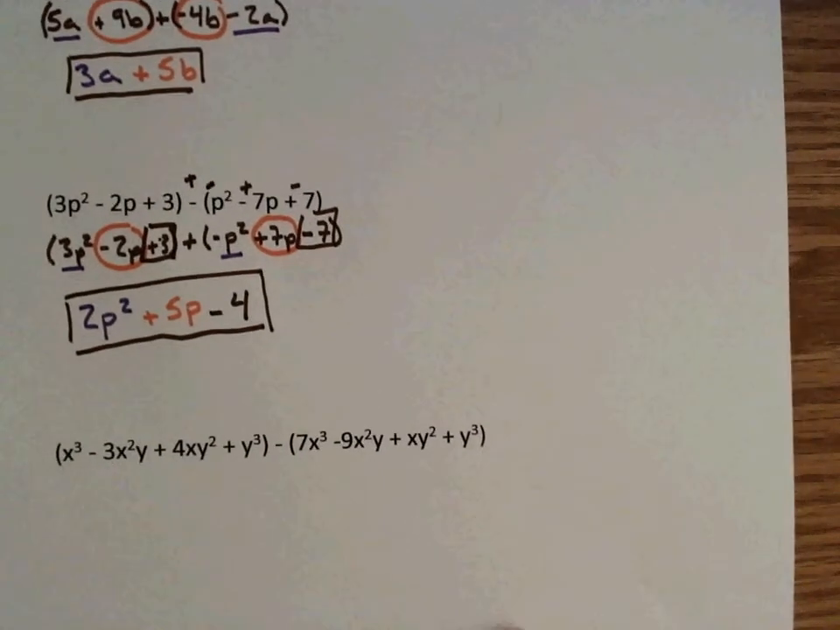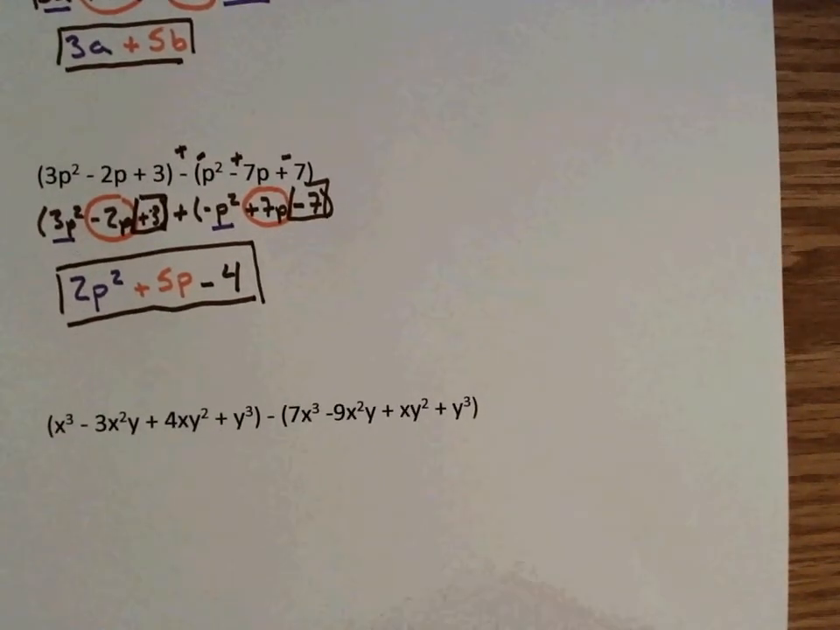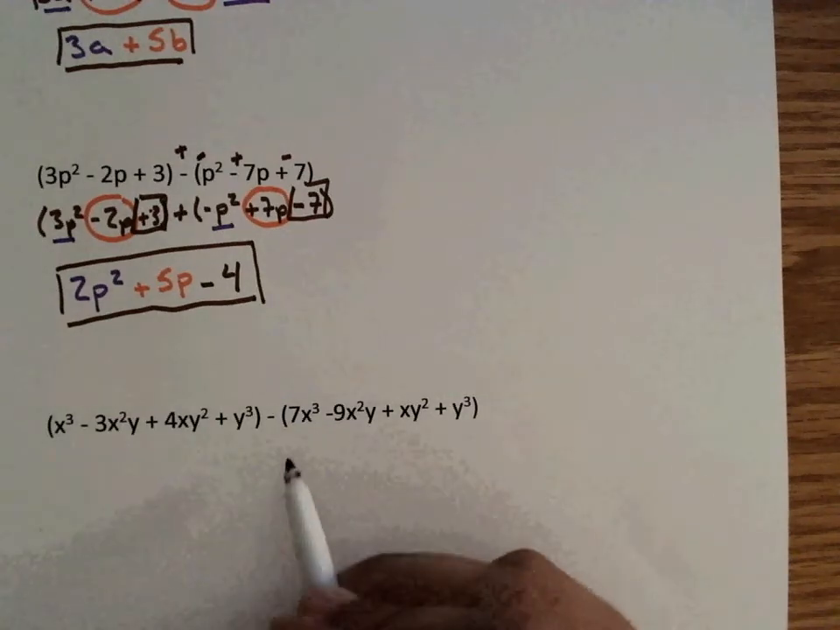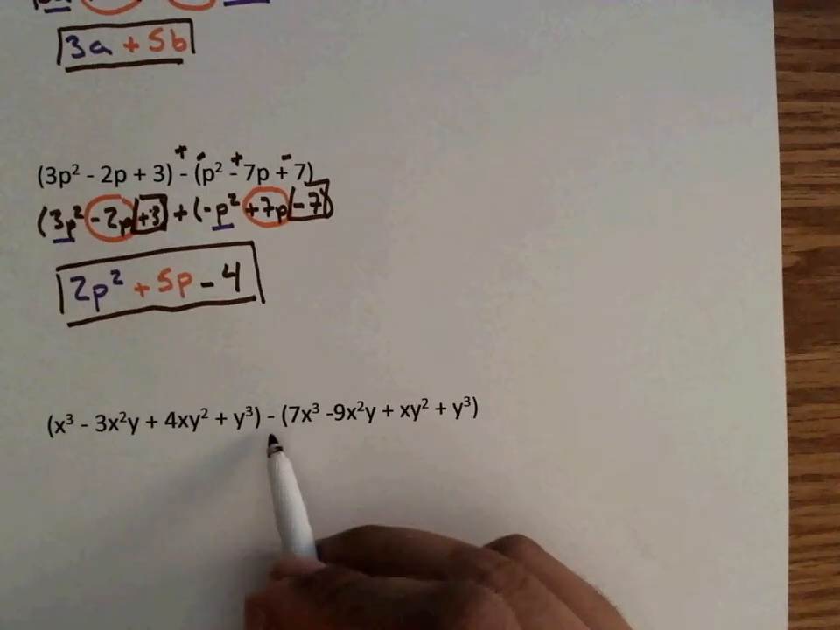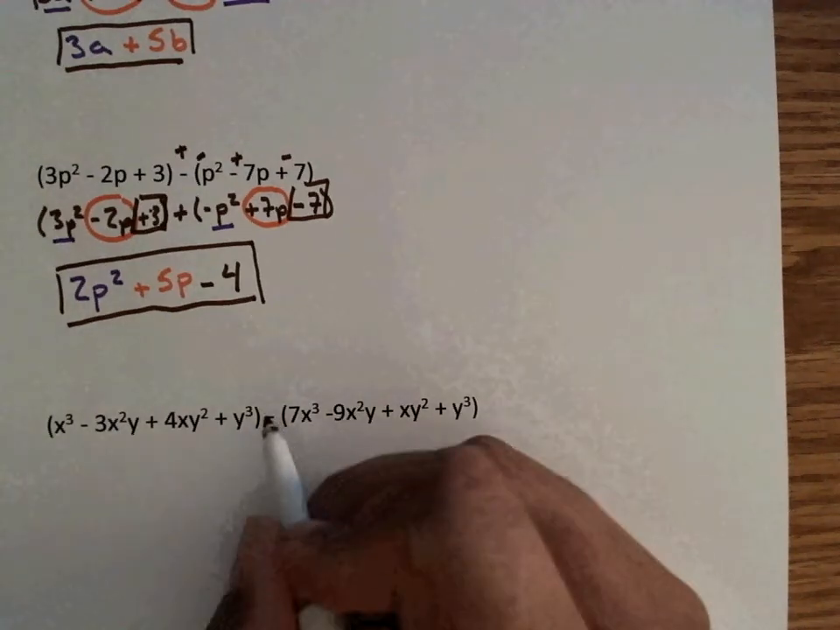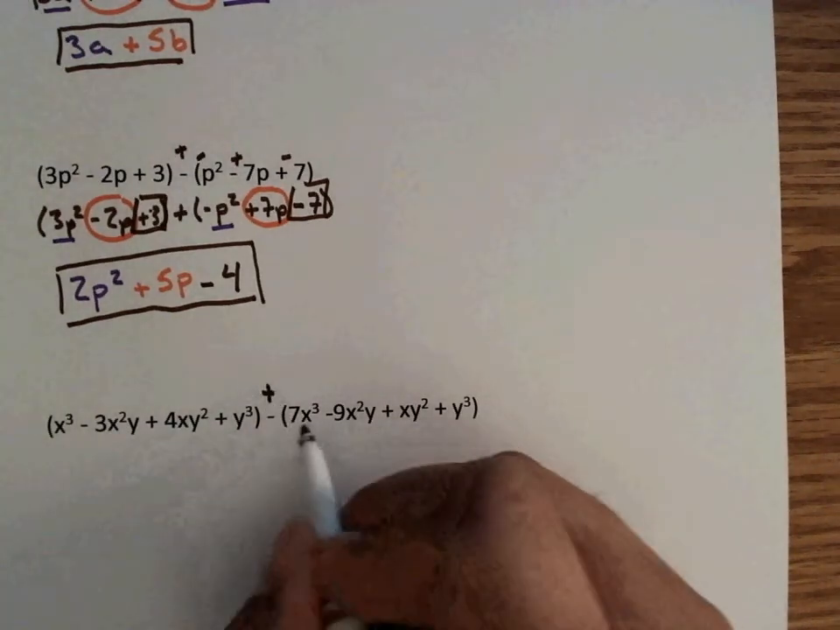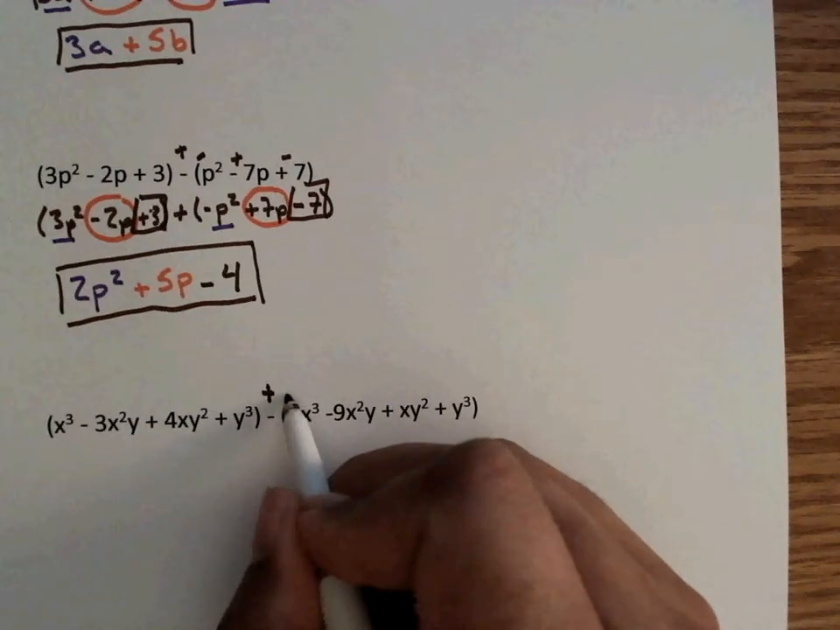Alright, so we have one more left. So in this last one, it looks like it's a tricky or a long one, but if you follow the same pattern or same procedure that we've been doing, it's not that bad. So when we look at it, again, we have a minus here. So remember, whenever we have a minus, we have to change it to a plus. Everything after, we're going to flip the sign.